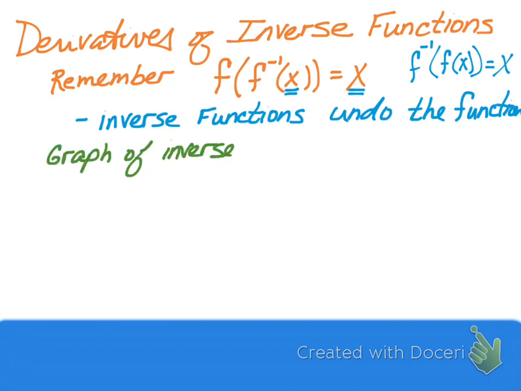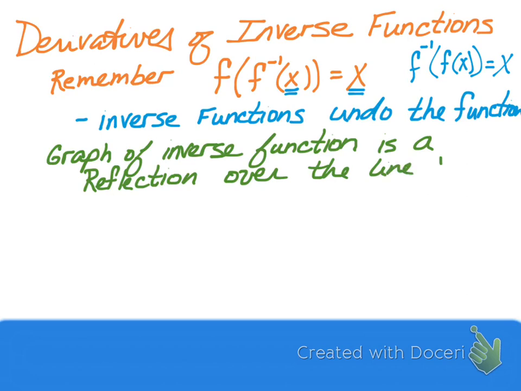We also know that the graphs of inverse functions are a reflection of the original graph over the line y equals x. So the graph of a function relates to the graph of its inverse function. They have the same basic shape. And this is how we get the relationship between the derivatives of inverse functions and the derivatives of our original function.